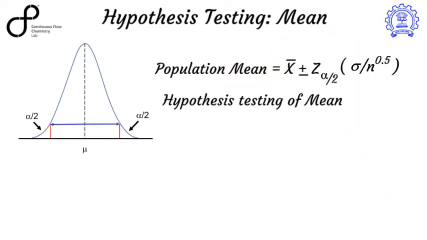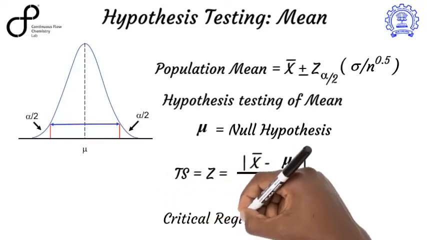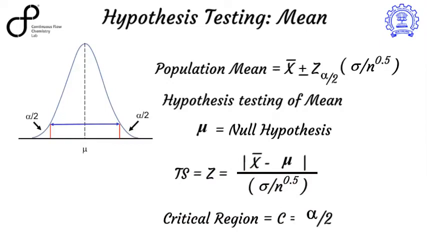Now, in context of hypothesis testing, the population mean will be known as null hypothesis. Sample mean can be calculated from sample data. The test statistic will be the Z statistic, as shown here, and can be calculated as all the parameters are known. We use the positive value of the Z statistic, as the distribution is symmetrical. The critical region for rejection of null hypothesis will be alpha by 2. If the test statistic falls in this region, reject, or otherwise, accept.